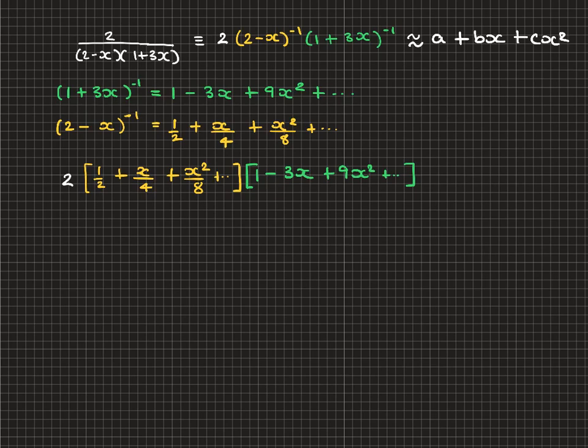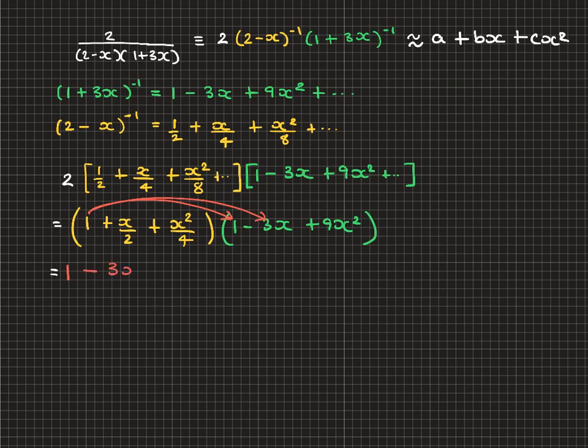Okay, so let's have a look at how we're going to do the expansion. So for simplicity, I'm going to multiply the yellow part by the 2 first of all. So that then gives me 1 plus x over 2 plus x squared over 4, and then term by term I'm going to multiply by the green bracket here. So let's see what that gives us. So 1 multiplied by 1 gives me a 1. 1 multiplied by negative 3x gives me negative 3x. And then 1 multiplied by 9x squared gives me 9x squared.